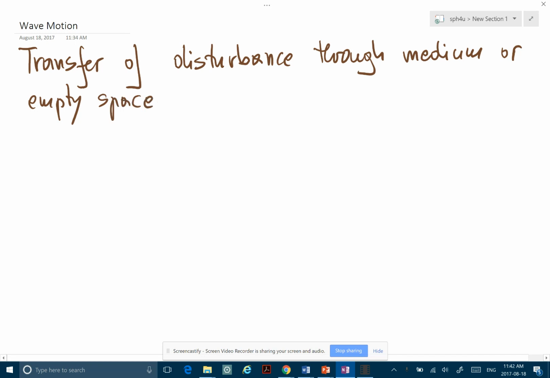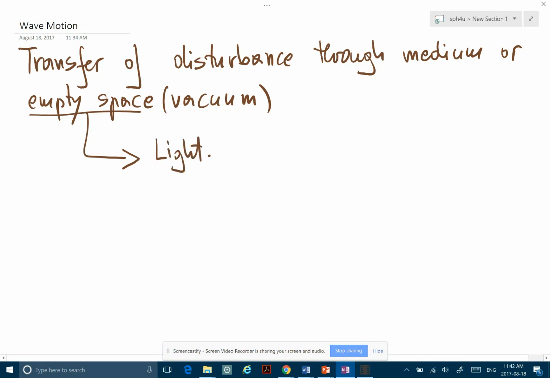And actually there is only one, which is also known as vacuum. There is only one type of wave that can transfer through empty space, and that is light. Okay. So a transfer of disturbance, which is also a transfer of energy.